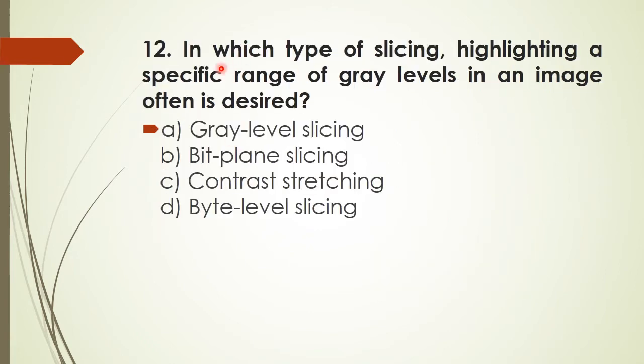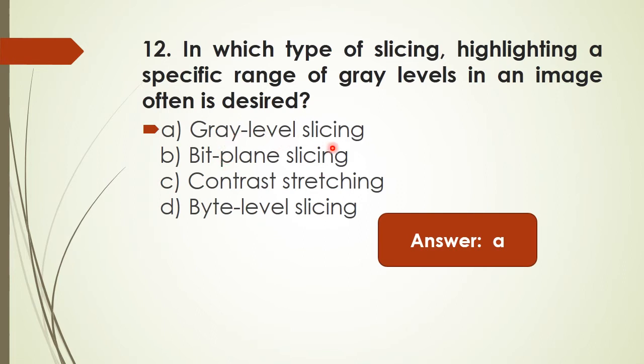Next question. In which type of slicing, highlighting a specific range of gray levels in an image often is desired? Option A, gray level slicing. Option B, bit plane slicing. Option C, contrast stretching. Option D, byte level slicing. The correct answer is option A, gray level slicing.